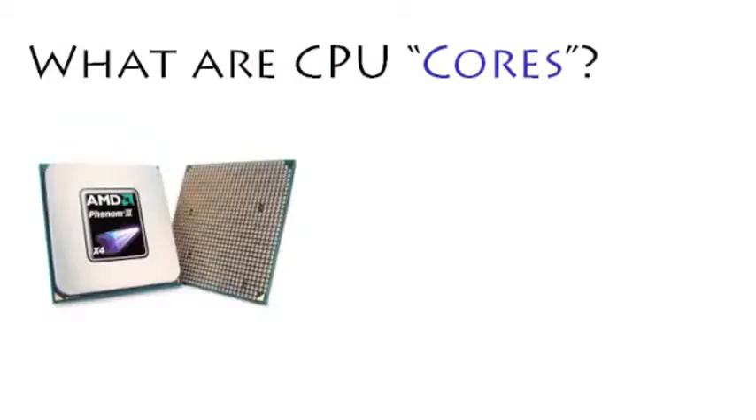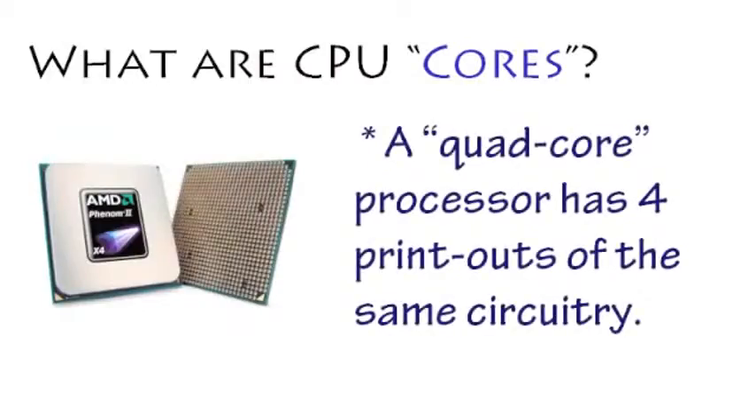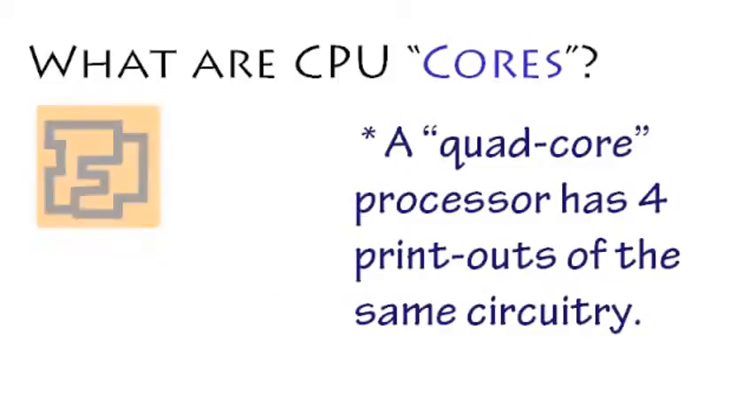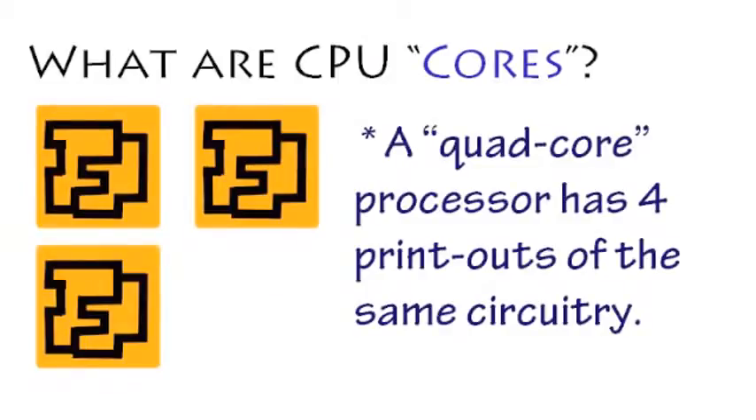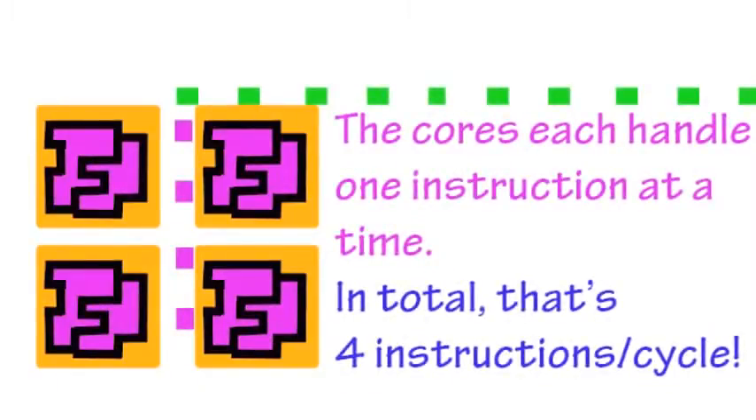And I have a quad core. That means that there are 4 copies of the same transistor circuitry within one chip. With 4 cores, my processor can execute 4 times as many instructions at a time than if it only had 1 core.